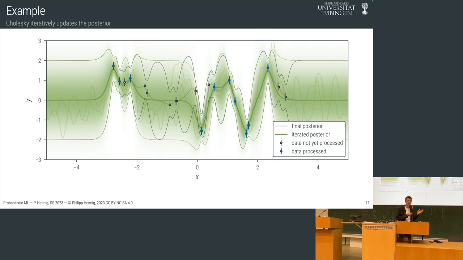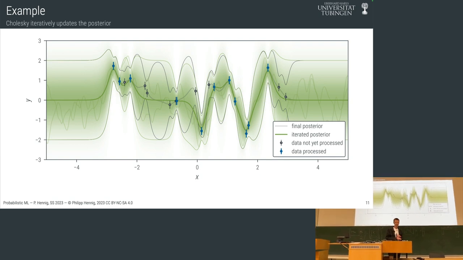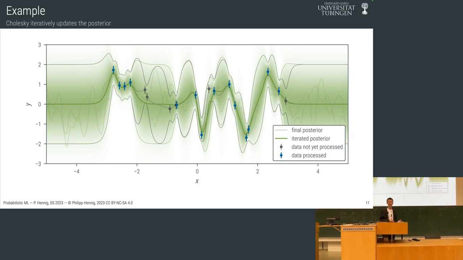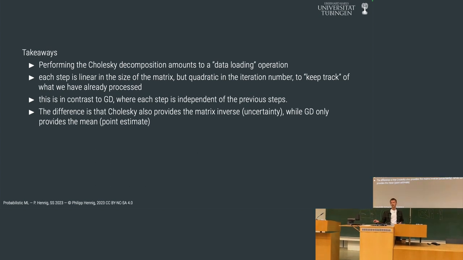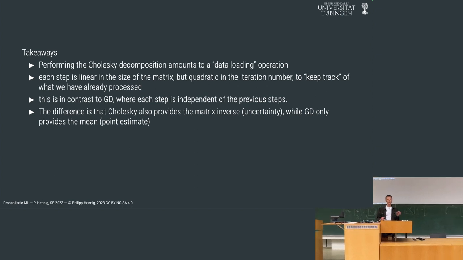That's what happens inside of the Cholesky method that you've been calling so far without thinking too much about what it actually does. It literally loads the data set one after the other. And we just decide to let it run to the end and then say, oh, but that's cubically expensive because it needs to run through the whole data set. So Cholesky is just a data loader, one that takes good care of the right bookkeeping to keep track of how much you've already processed. And this bookkeeping costs us something. That's why it's more expensive.